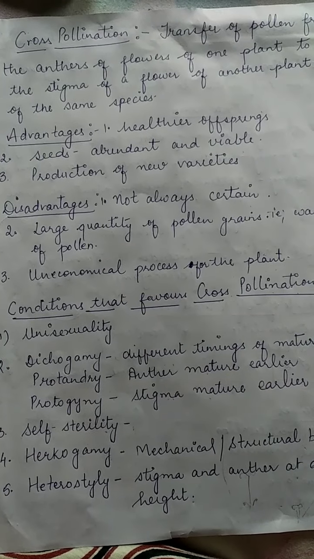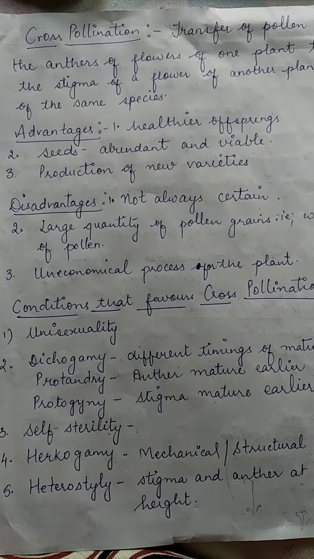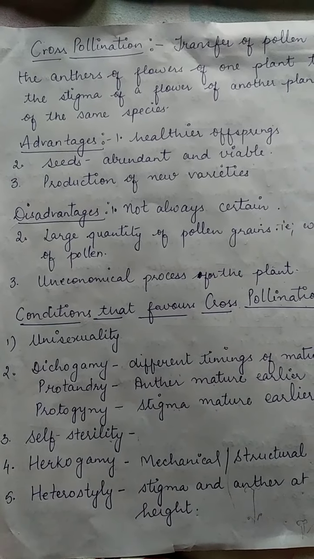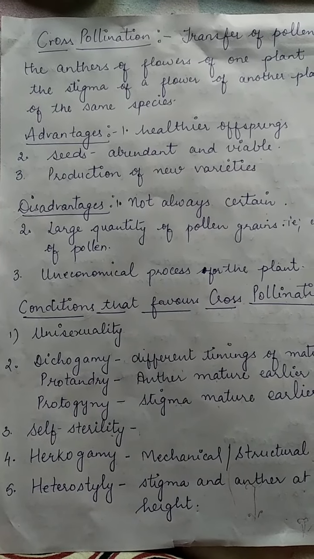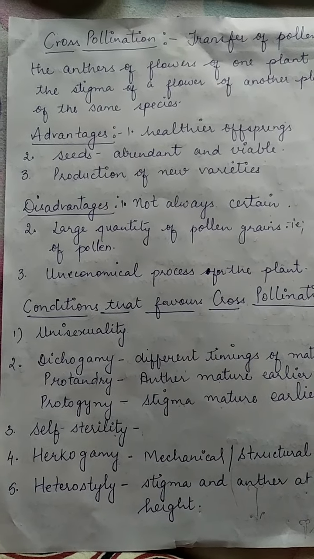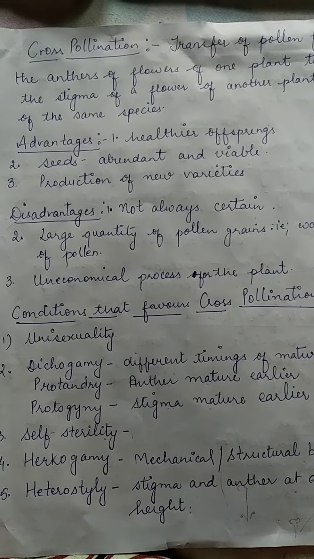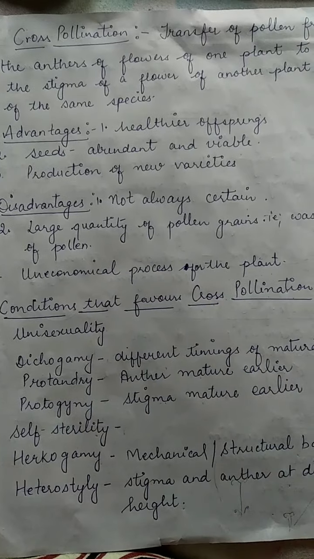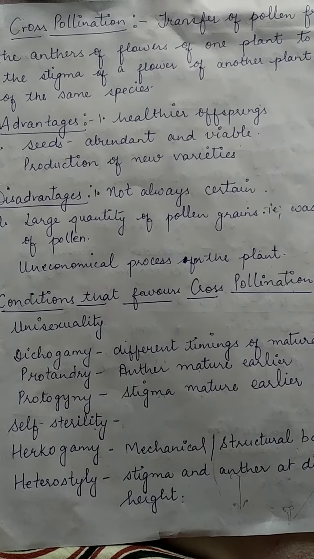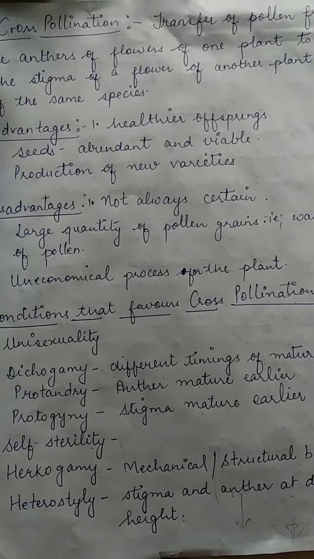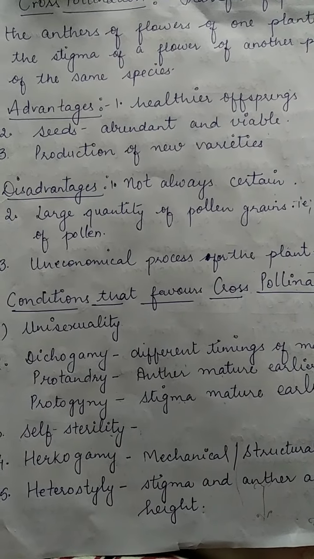That is why this is an uneconomical process for the plant, because when you have to attract some pollinating agent, it means that you have to either secrete some kind of nectar for the insects, or some kind of scenting smells should be secreted from the flower. The petals should be large, showy, colorful. So all these lead to the wastage of everything in the plant. So it is an uneconomic process.